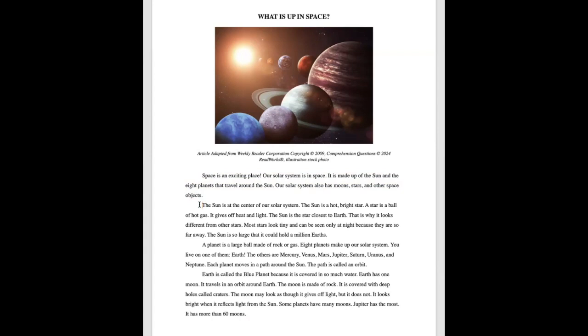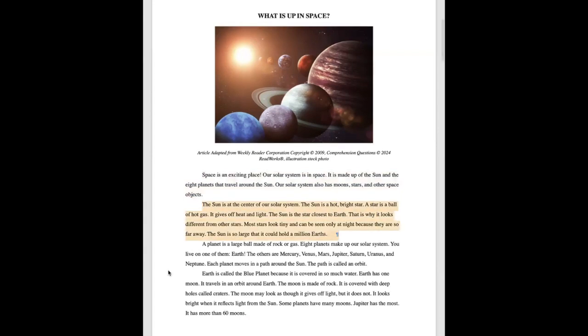The sun is at the center of our solar system. The sun is a hot, bright star. A star is a ball of hot gas. It gives off heat and light. The sun is the star closest to the earth. That is why it looks different from other stars. Most stars look tiny and can be seen only at night because they're so far away. The sun is so large that it could hold 1 million Earths.